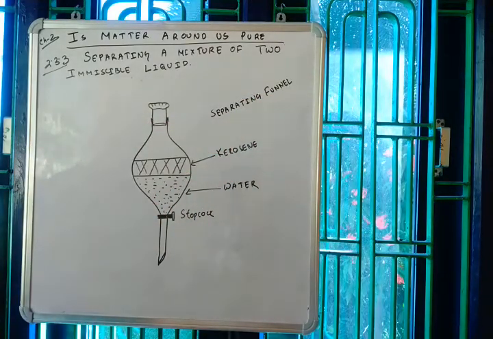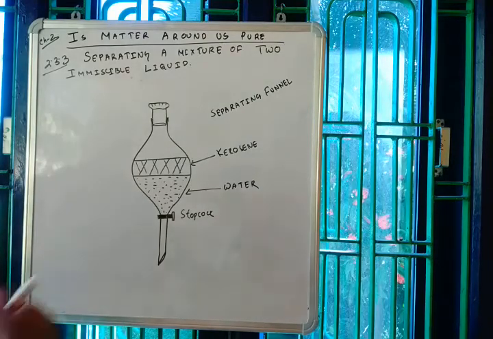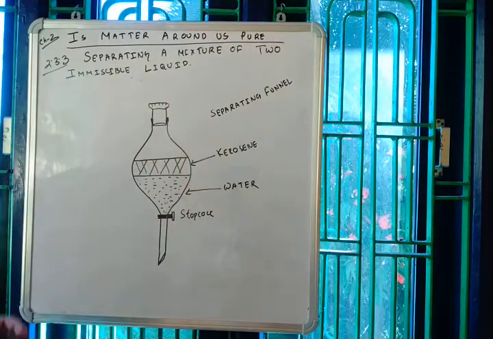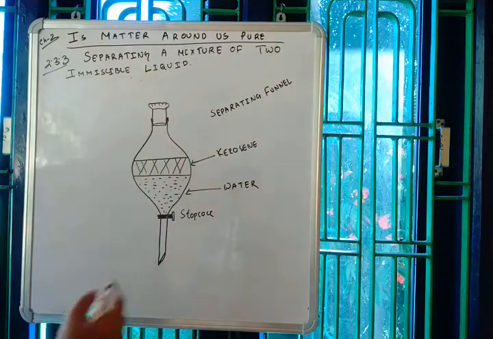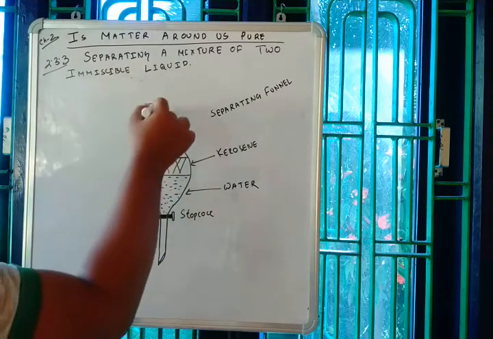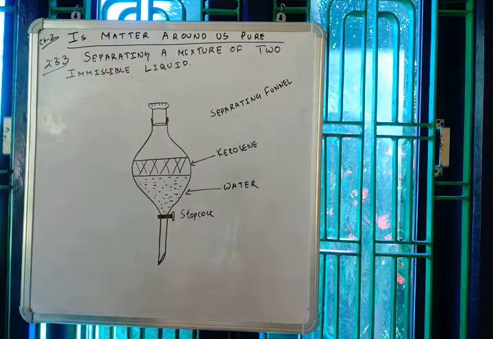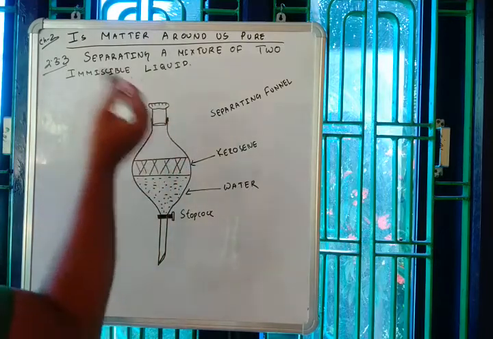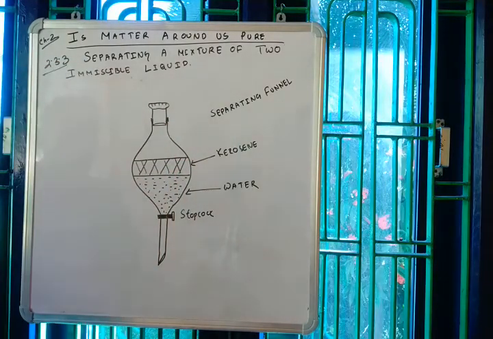The separating funnel is made up of glass. It somehow looks like a banana-shaped flask. This separating funnel has a stopcock here. A stopcock is just like a switch which is used to close or open the flow of the liquid. Here you will have a cap to close this particular funnel.